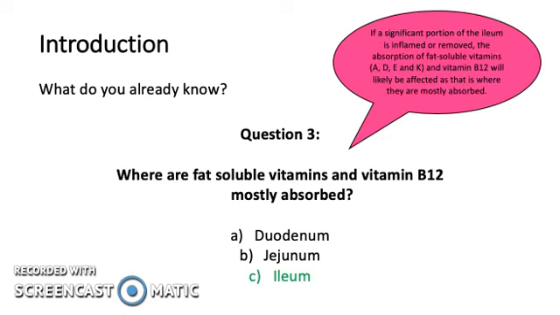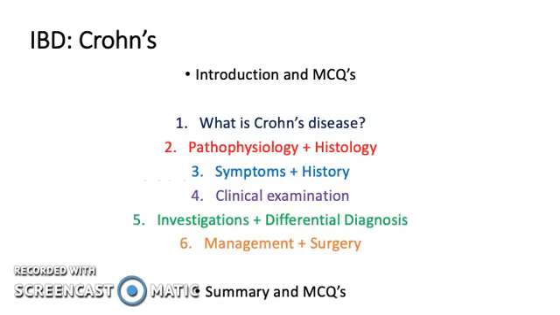In the ileum. It is important to know what vitamins and what minerals are absorbed at which location of the gut, as it becomes significant later on. We'll be talking about Crohn's, the pathophysiology and histology, symptoms and history, the clinical examination, investigations and differential diagnosis, and management and surgery, and finishing off with a few questions.